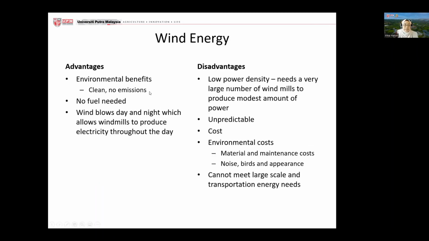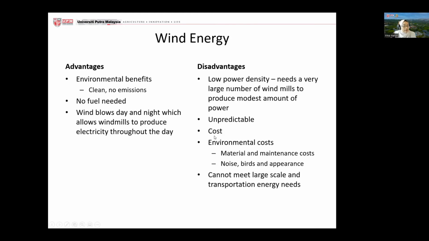This again covers the advantages and disadvantages of wind energy. The advantage, of course, is the environmental benefit. It's clean, has no emissions, you don't need to fuel it up, and wind blows day and night, compared to solar power, where you cannot generate electricity during nighttime. For wind, you can have it no matter the time of day. But the disadvantages are that it has low power density. It needs a very large number of windmills to produce a modest amount of power, and is sometimes unpredictable.